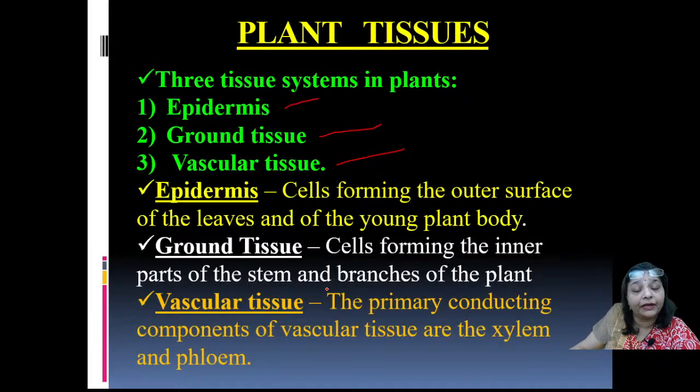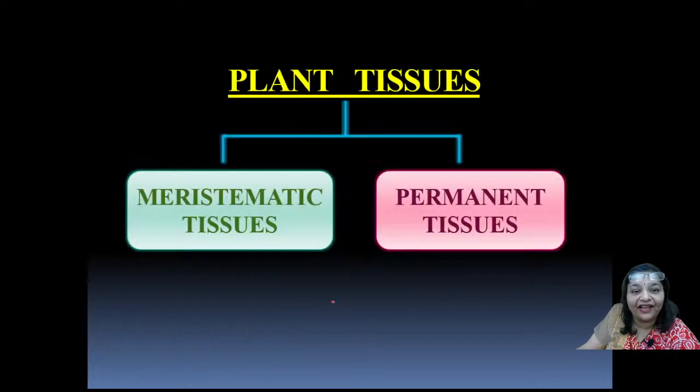Now, the third type is the vascular tissues. Vascular tissue, the vasculature, are the primary conducting tissues, conducting components, which are of two types, mainly the xylem and the phloem. The xylem tissues actually conduct water, that is a water conducting system, whereas phloem conducts food, so it is the food conducting system. We also learned that the plant tissues are basically of two types.